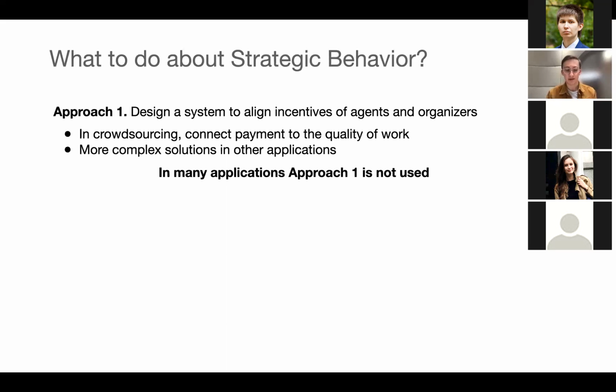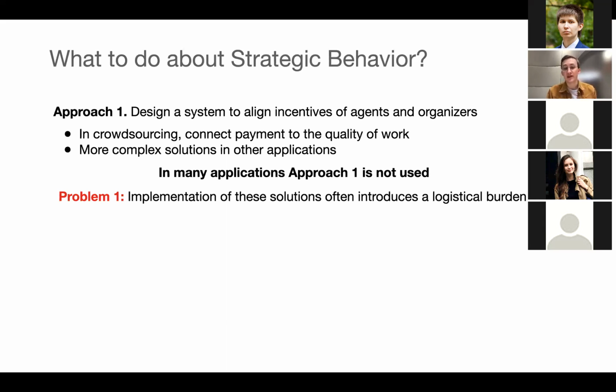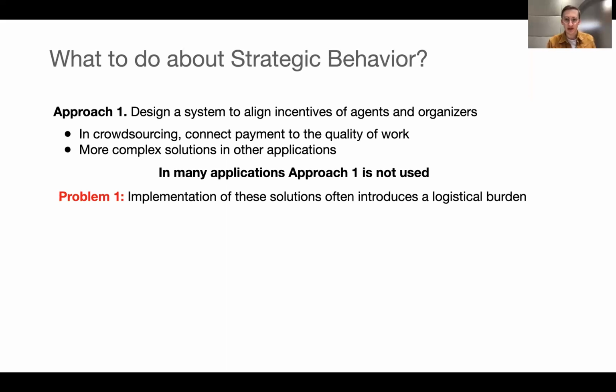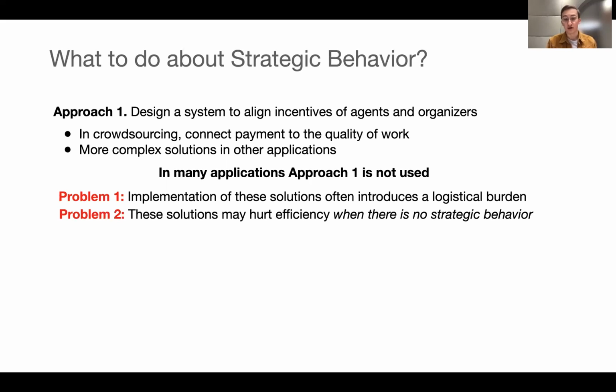So why does this happen? One problem is that to implement the solutions in practice, there is a significant threshold for this implementation. A lot of logistical burden arises and organizers just don't have time to implement this. And second, when there is no strategic behavior, when all agents involved in your system are truthful, a solution that is targeted against strategic behavior may actually hurt you.